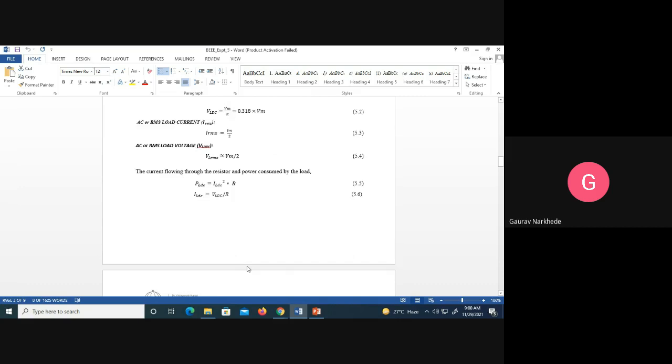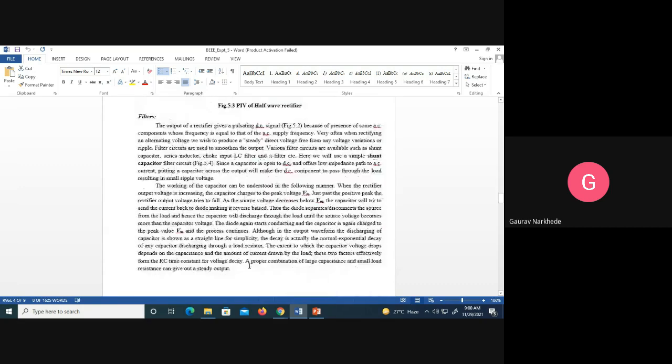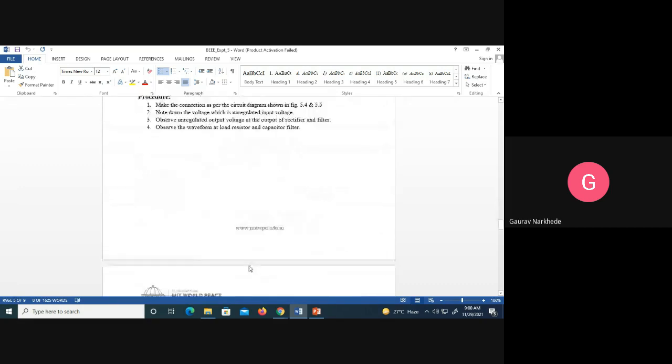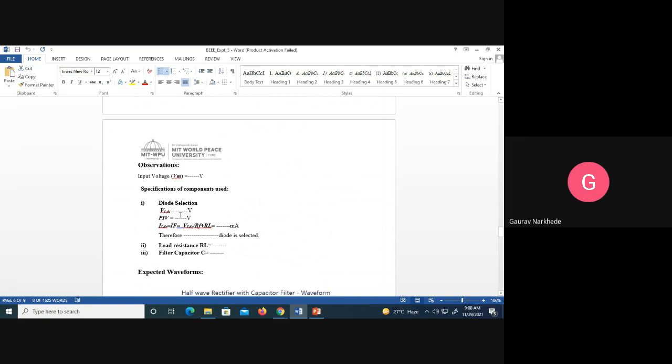Now you can calculate all the parameters, isn't it? Ripple factor is another part, but you can just note down some observations. What is the input voltage? Input voltage Vm was 3 volts, peak to peak voltage was 6 volts. So in the input, Vm is 3 volts. Now for diode selection, how much VLDC are you getting? Sir, 2.5.